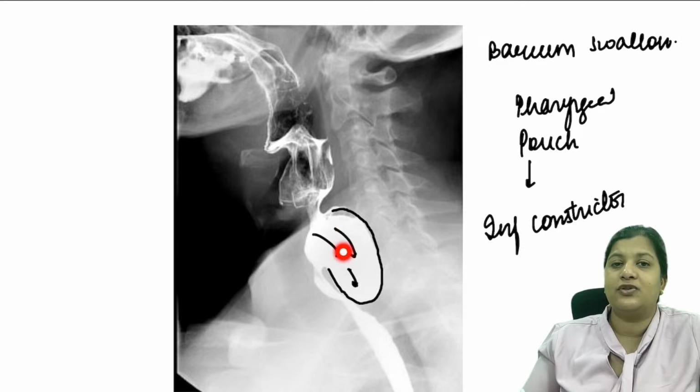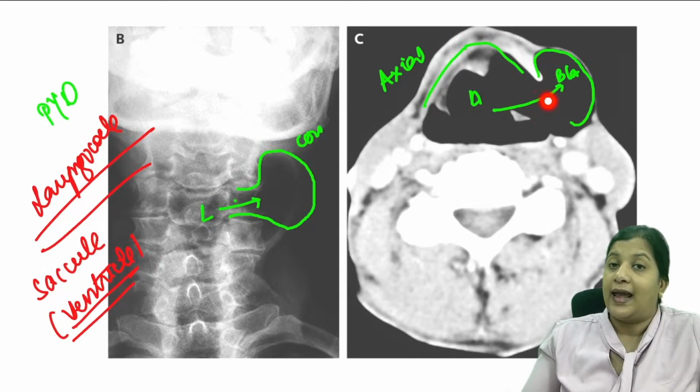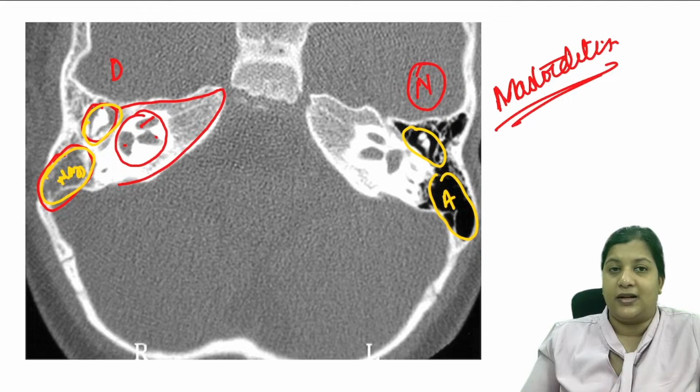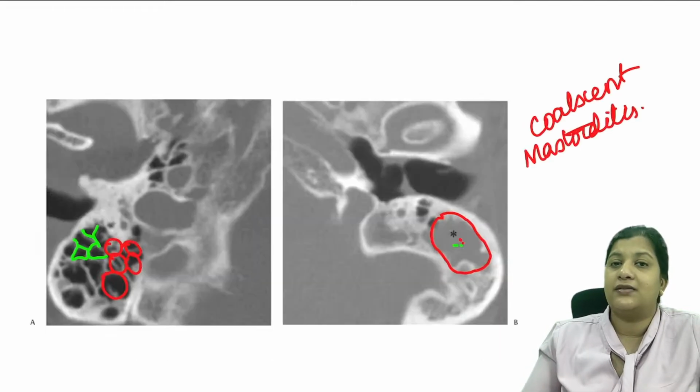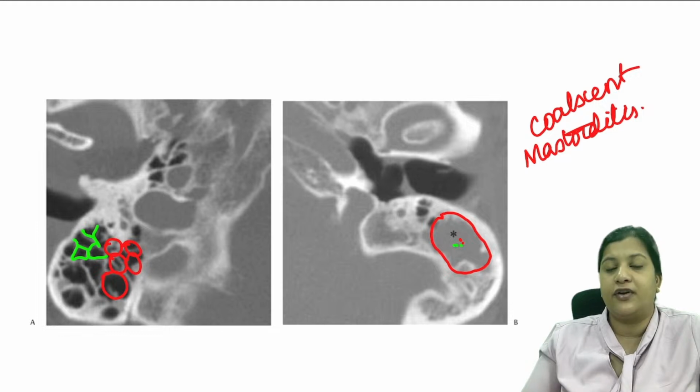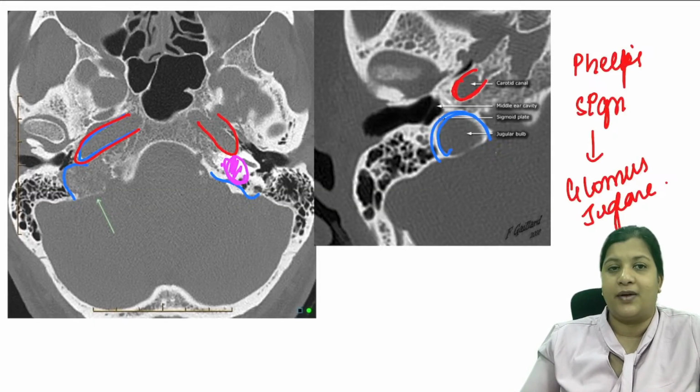If you do a barium swallow, you can see that there is accumulation of dye in the pouch, which we call as pharyngeal pouch. And if you see an air-filled cystic swelling on the side of the larynx, you call it as laryngocele. And if you see that there is haziness of the mastoid air cells, you call it as mastoiditis, which can be seen in different forms. And if you see that there is loss of septation, it is coalescent mastoiditis.